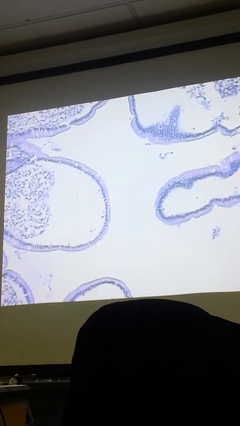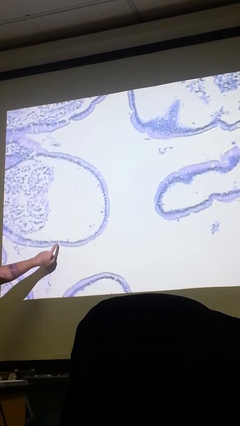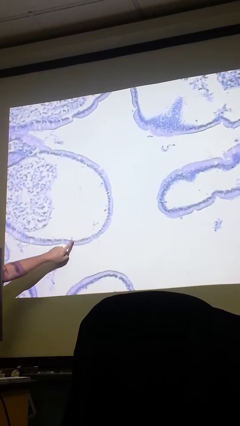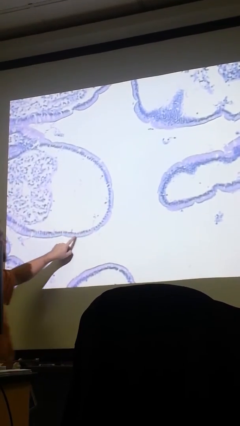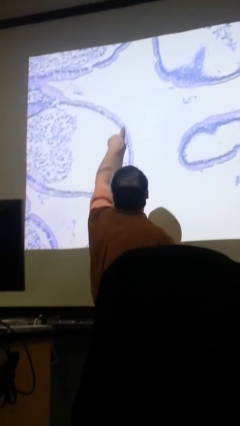Oh, it's starting to look like simple columnar. There they are, little tiny columnar cells. Their nuclei are at the bottom. Every once in a while we've got goblet cells. What do goblet cells produce? Mucus. Mucus. So let's go a step closer, see if we can pick out one.